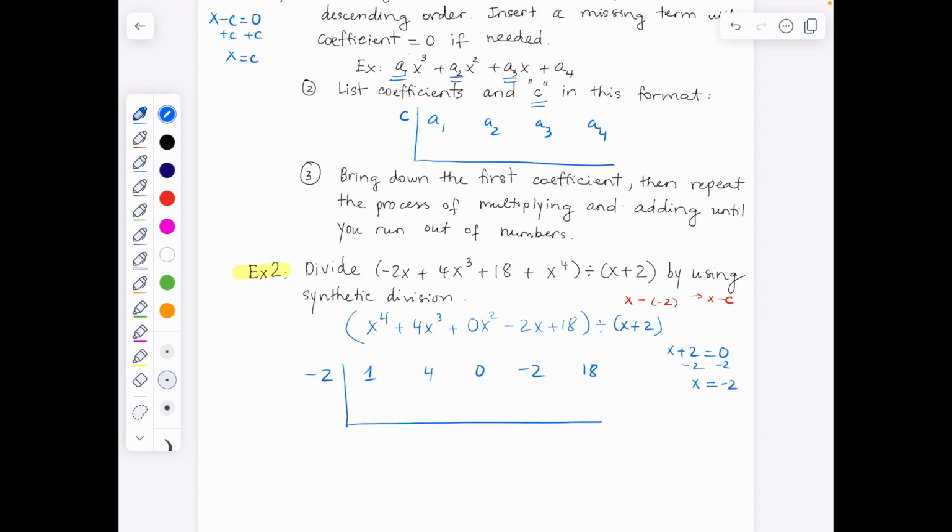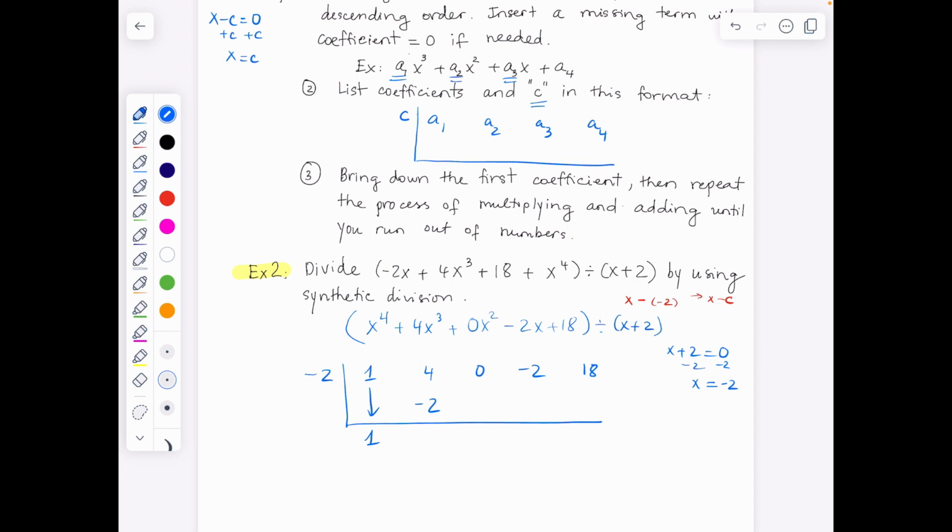Step 3, bring down the first coefficient. The first coefficient is 1, which we are just going to bring down. And then repeat the process of multiplying and adding until you run out of numbers. Let me explain what that means. Multiply: we take the number that we just brought down and multiply by this c number. So 1 times negative 2 gives you negative 2, which we put right underneath the next number. That is the multiplication process.